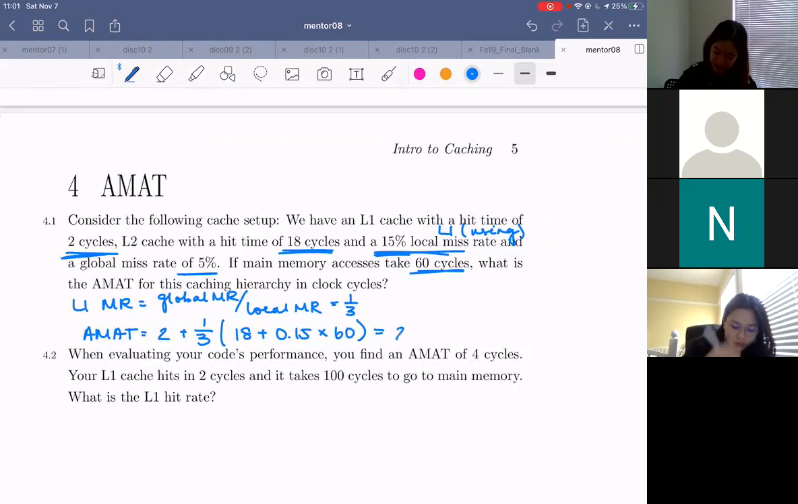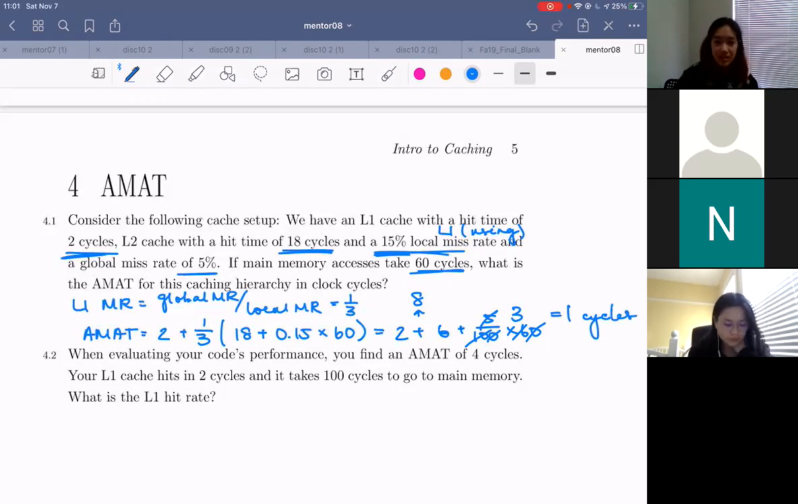So then what that's going to be is 2 plus, 15/100 times 60, and then that's going to give us 9. And then this is going to give us something in the realm of, let's see, this is 30/10. So this is going to give us 3. And so that's going to give us a total of 11 cycles for our AMAT. Are there any questions for this?